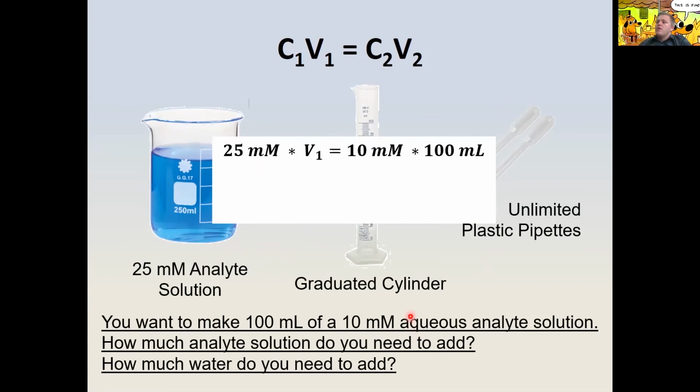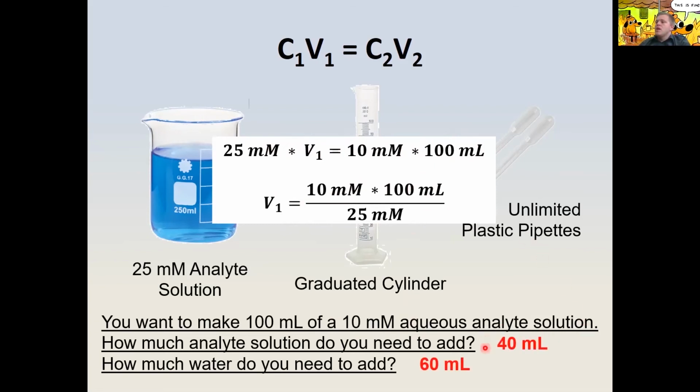We know that our final concentration, we want it to be 10 millimolar, and we know our final volume, we want to be 100 milliliters. So then we just rearrange this equation and solve for V1. That just looks like this. We plug those numbers into our calculator, and we get a value of 40 mils for our analyte solution.